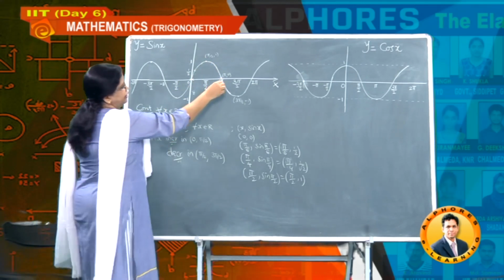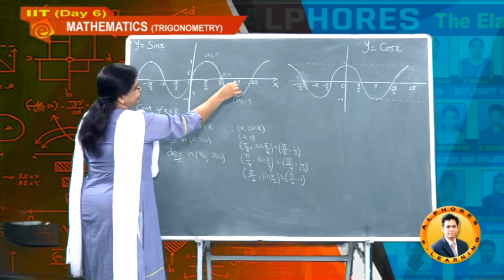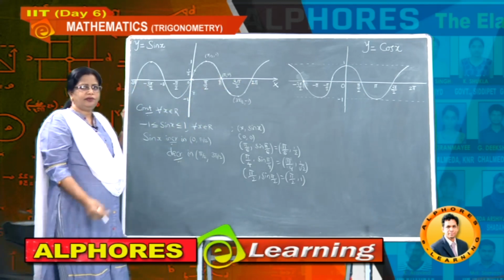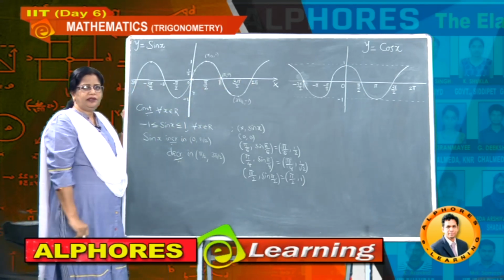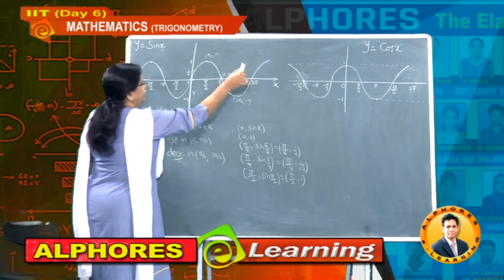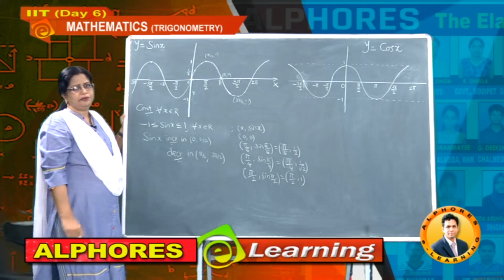Even in the third quadrant it is decreasing. From 3 pi by 2 to 2 pi we consider the fourth quadrant. And in the fourth quadrant what is happening? In the fourth quadrant it is again increasing, quadrant-wise, if you take.